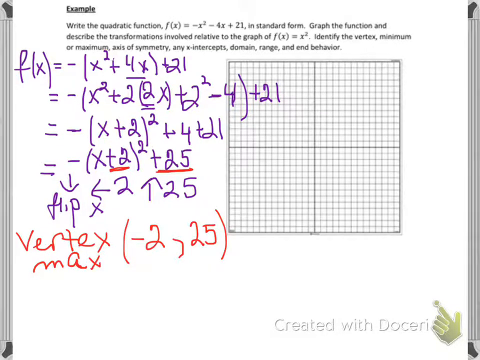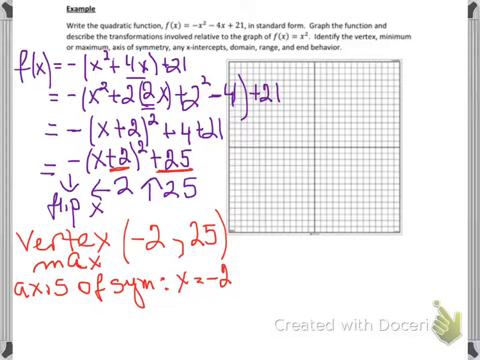We'll talk about the axis of symmetry. Actually, we can do it right here. Axis of symmetry always occurs at this x point from the vertex. So axis of symmetry happens when x is equal to -2.